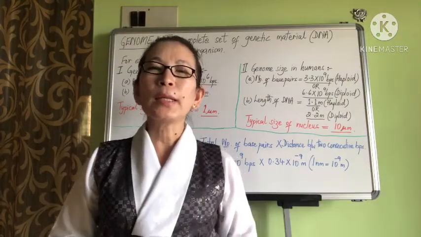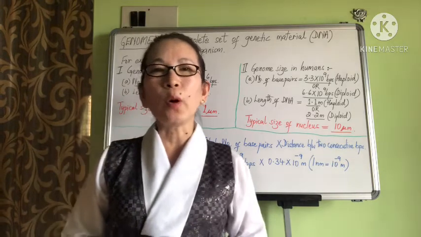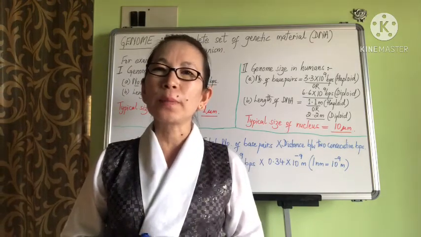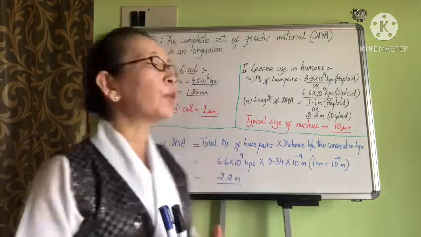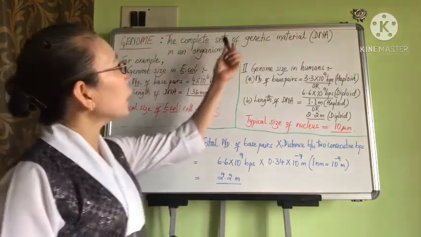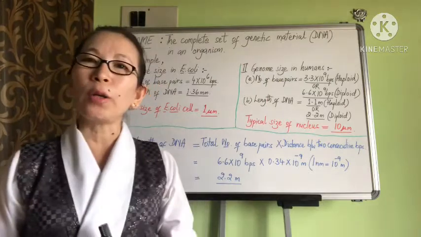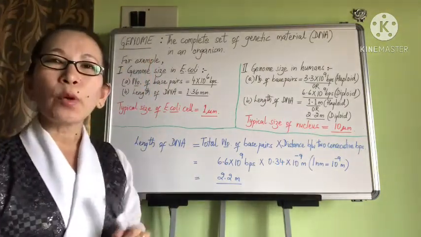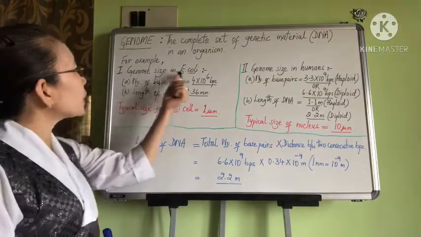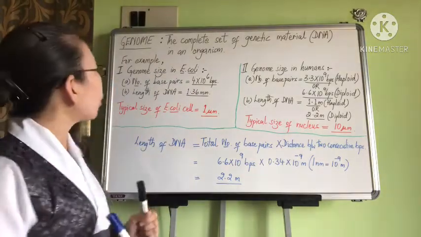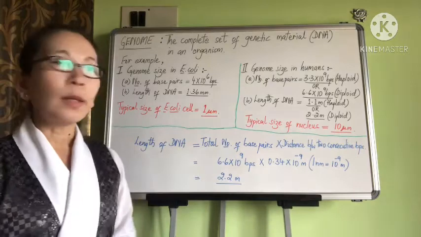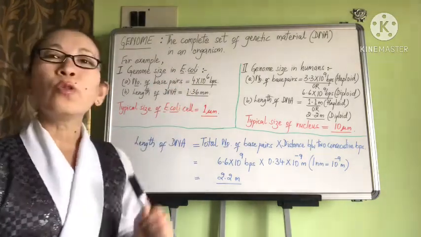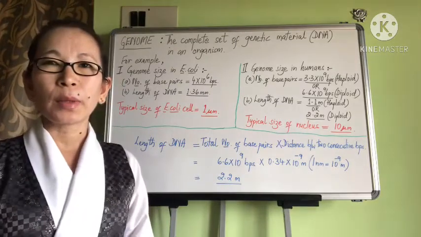Well, we know that DNA is a genetic material of living organisms and is found in almost all the cells of an organism. The total amount of DNA or the total amount of genetic material in an organism is collectively referred to as genome. Suppose we express genome size in E. coli in terms of number of base pairs, then the genome size in E. coli would be equal to 4 million base pairs.